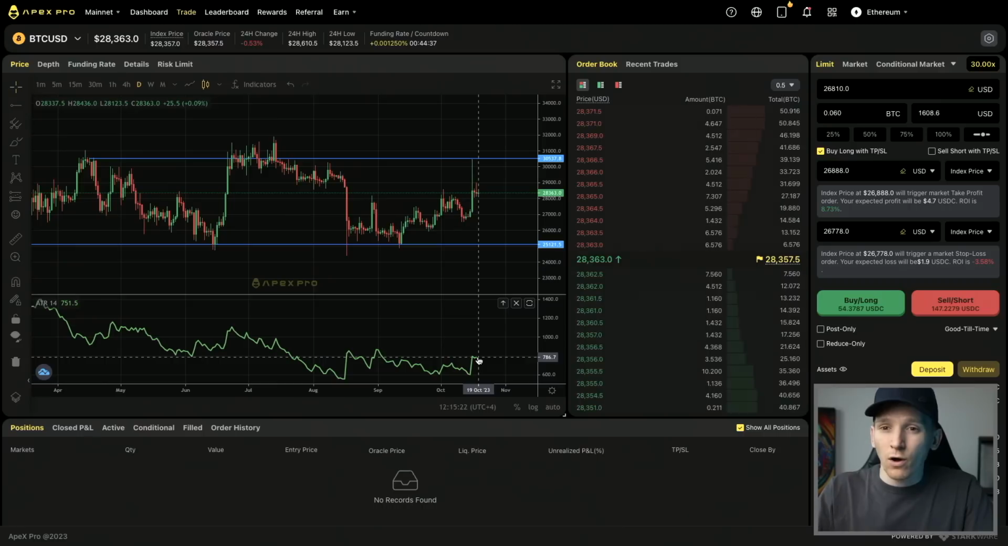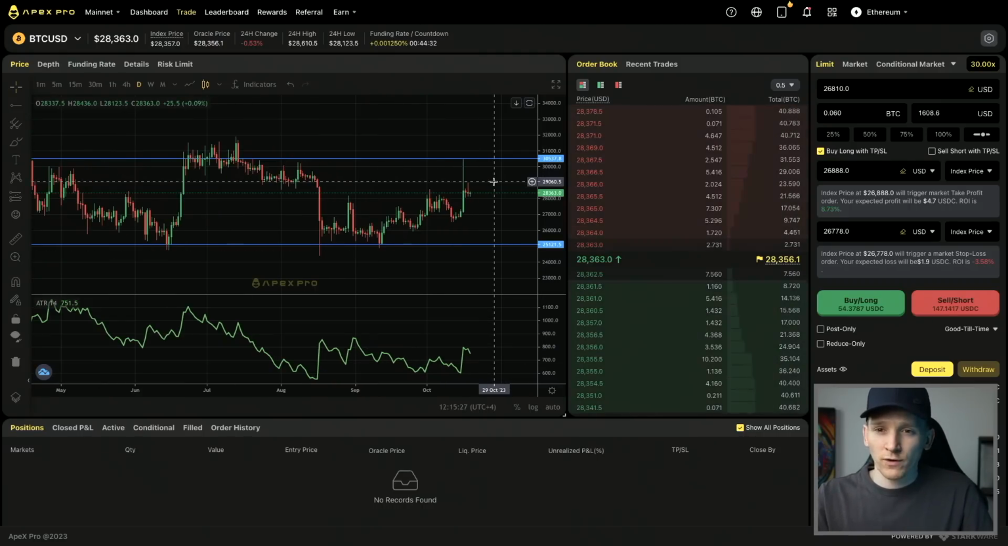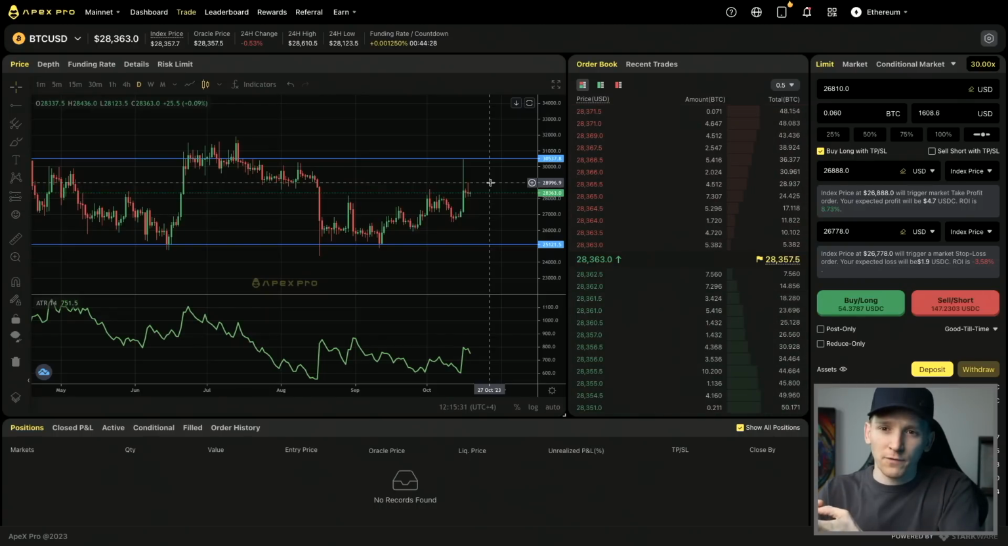Now that's not a lot in percentage terms. So people either trade with large size or they trade with leverage to make the size of their trade larger than what they actually have to put in.